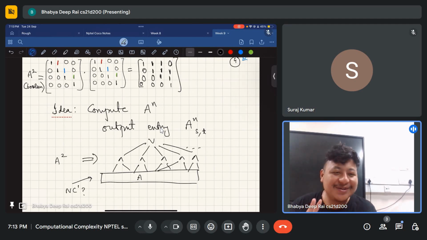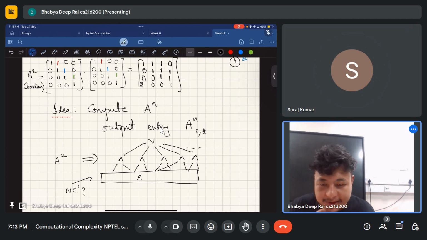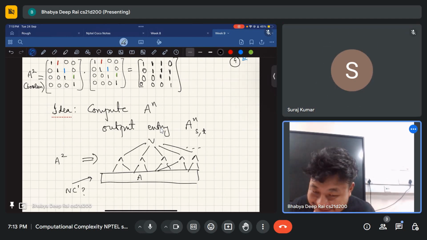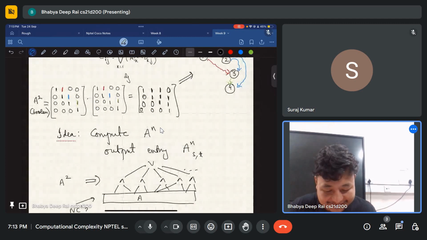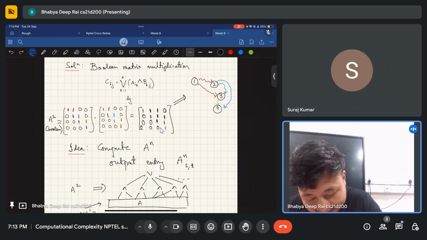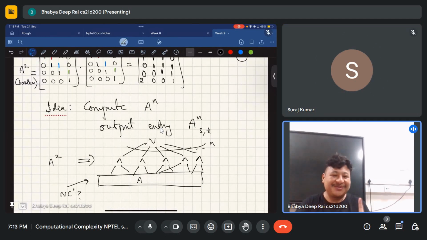And what is the other condition of NC1? Polynomial number of gates. That is also true, right? And the final condition is bounded fan-in. So is it bounded fan-in? This OR gate, how many inputs does it have? It takes 1, 2, 3, 4, 5, 6, n inputs, right? So is it bounded fan-in? Yes, sir. Oh, no. It is not bounded fan-in.